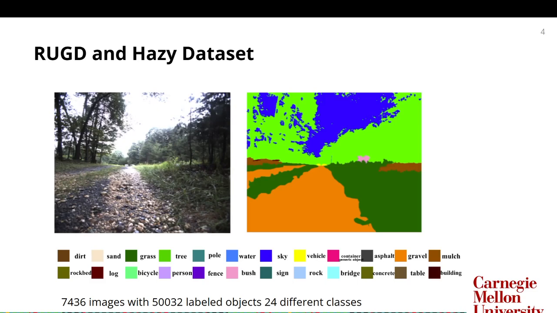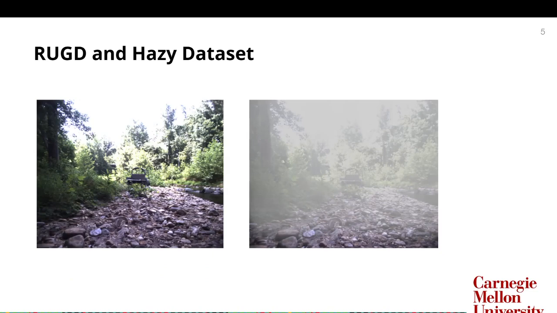So this is the RUGD dataset, and we ran it through an image segmentation model, and you can see that it's able to detect the sky, the water, the ground very well. But what we wanted to do was that we had a lot of problem finding data sets where the images themselves were hazy.